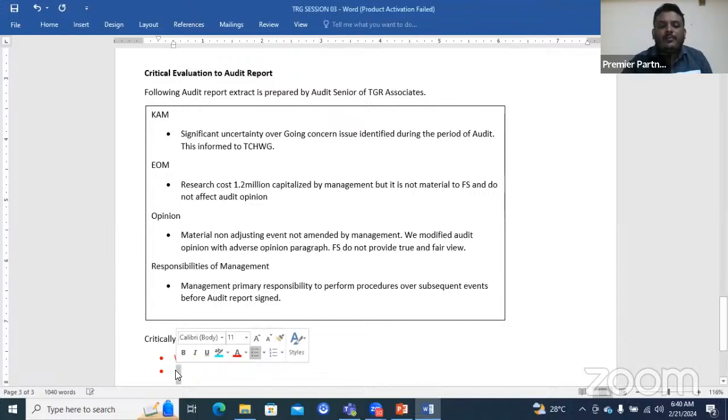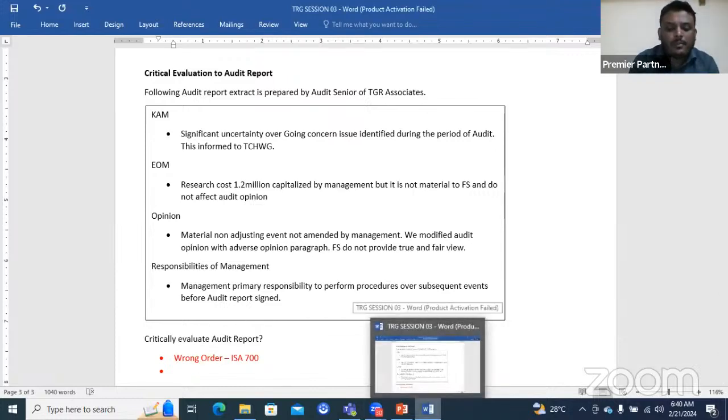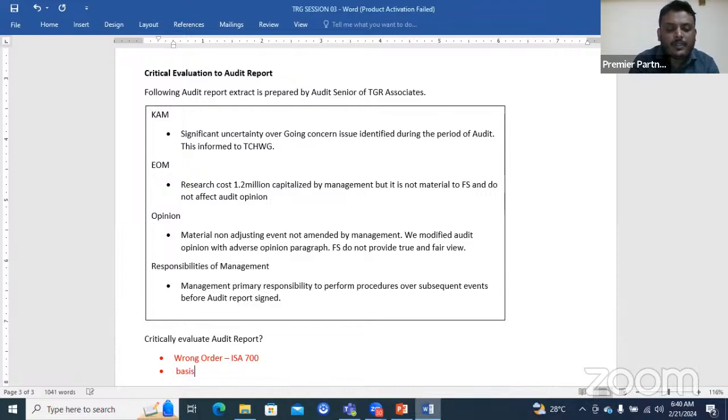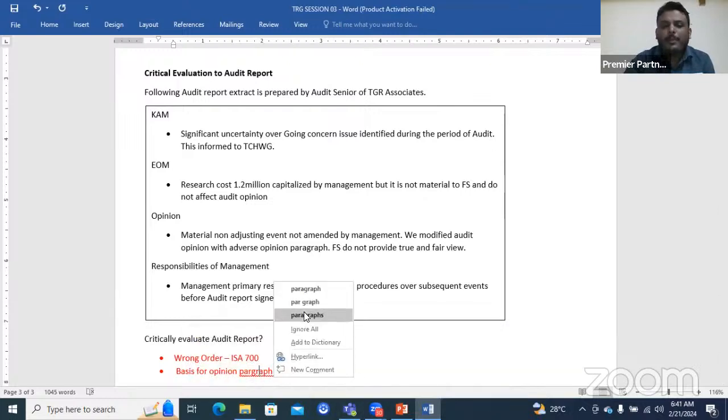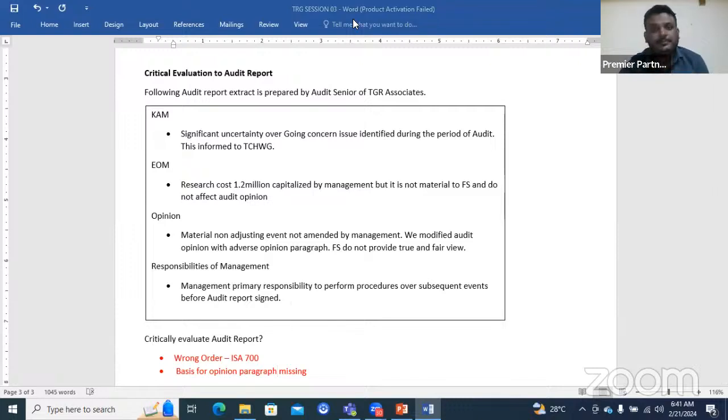The second thing, basis for opinion is missing here. Basis for opinion paragraph. Now you can't say like this, extract, no. It's not a full report. That's not a problem. Why? It's a problem. Why? Within this extract, basis for opinion should be included. After opinion, they gave responsibilities. Therefore, you can argue that also.